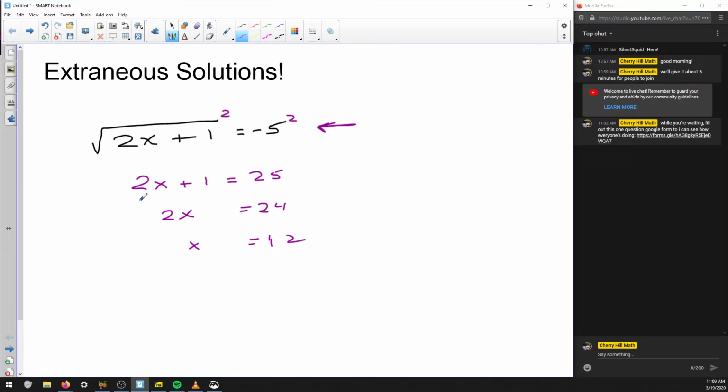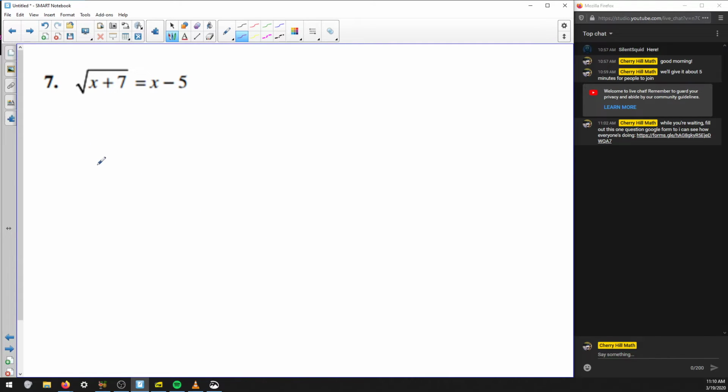So that's an example of an extraneous solution. You'll also see, as you're solving some of the other problems that we're going to do, that sometimes you'll get two answers, and one of them will work and the other one won't. That's what we're going to end up seeing, I believe, when we take a look at problem number 7.